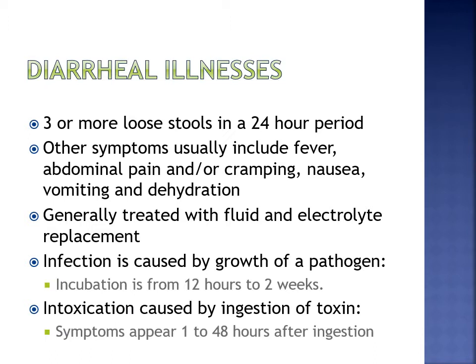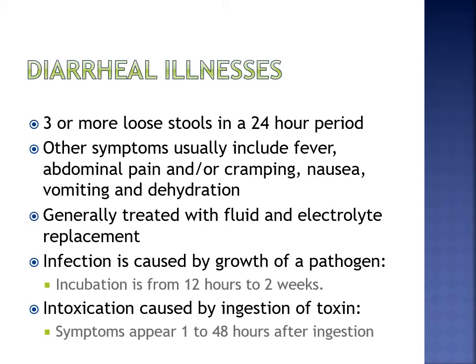Okay, so starting with different diseases, we're going to start with a big group of diseases known as diarrheal illnesses. Of course, these are ones that are going to cause diarrhea. Diarrhea is basically defined as having 3 or more loose stools in a 24-hour period. But you usually have other symptoms as well, like fever, abdominal pain or cramping, nausea, vomiting, and dehydration. Not always, but sometimes you have other things associated. The problem with this usually is the dehydration factor, and so we try and treat these things usually with fluid and electrolyte replacement.